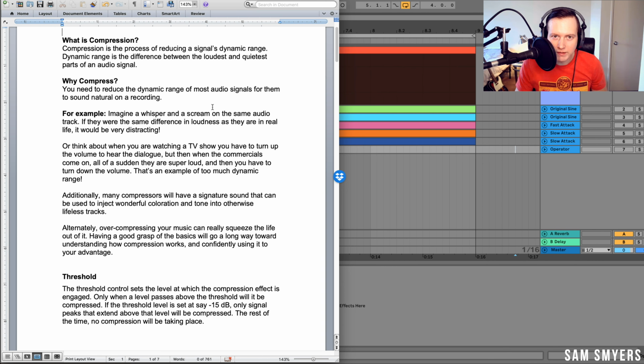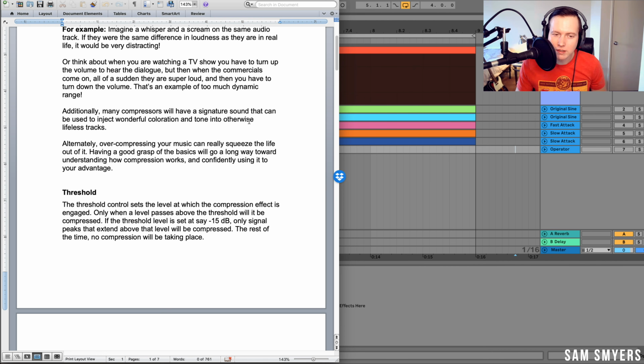Or think about when you're watching a TV show, you turn up the volume to hear the dialogue, but then all of a sudden the commercials come on and they're super loud, and then you have to turn down the volume. And that is an example of too much dynamic range. Additionally, many compressors have a signature sound that can be used to inject a wonderful coloration and tone into otherwise lifeless tracks. The downside of compression is that over-compression can really squeeze the life out of your music. So having a good grasp of the basics will go a long way toward understanding how compression works and confidently using it to your advantage.